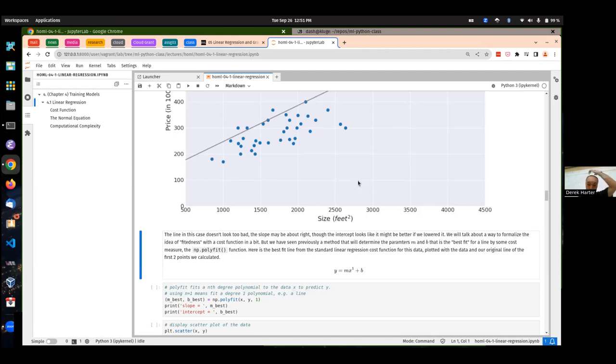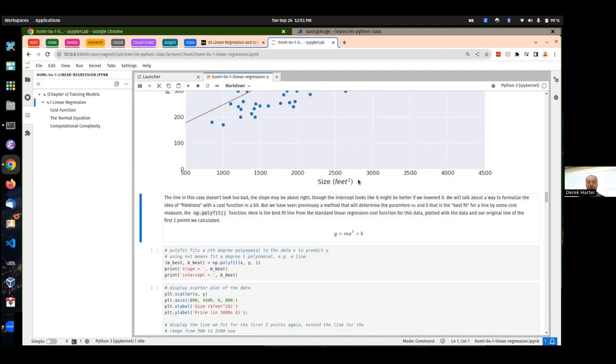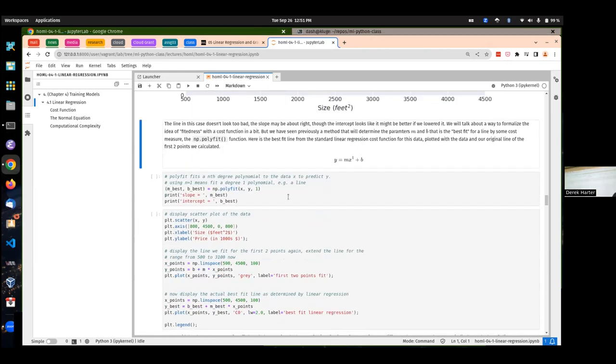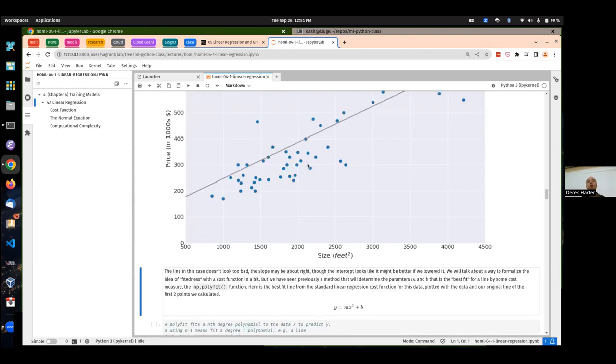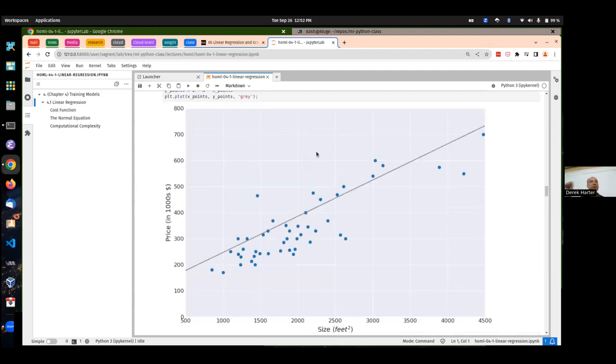So, to cut to the chase, we need to formalize this idea of what we mean by the best line, right? The best model for this data here. We can't just intuitively try and pick something. We have to have a definition of what we mean by how well something fits a set of data, so that we can compare two different models and see this one fits better or that one fits better.